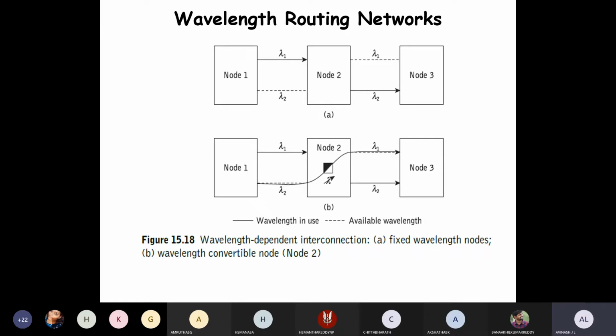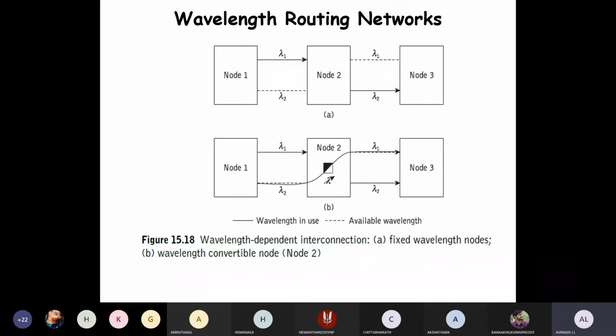Here we can see lambda 1 and lambda 2 paths, and the wavelength is being exchanged. What have they done? You can see the dotted lines and the straight line. The lambda 1 dotted line comes in the first path, and the thick line goes in the second path after node 2. Whereas the dotted lines come in the second path of node 1, but going out it is lambda 1, taking the dotted path. With this wavelength dependent interconnection, we can make cross connections.